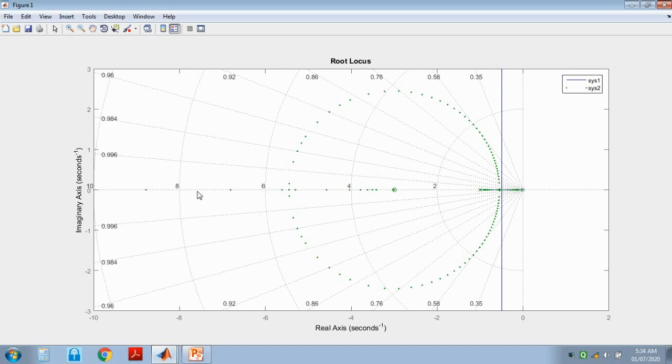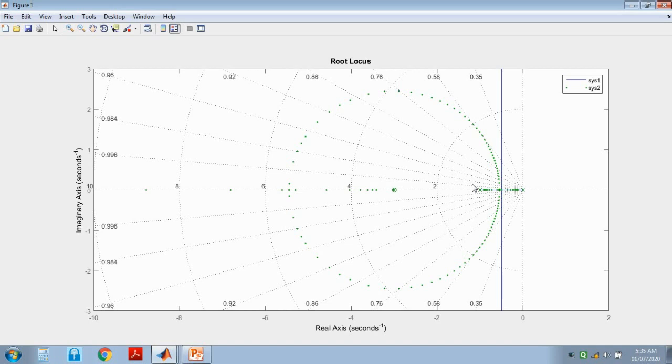So here this root locus travels towards the left hand side, and the blue color plot is just closer to the imaginary axis. So the root locus of the original system is closer to the imaginary axis, and the root locus of the modified system is more away from the imaginary axis. So here we may say that the root locus is pulled towards the left hand side.